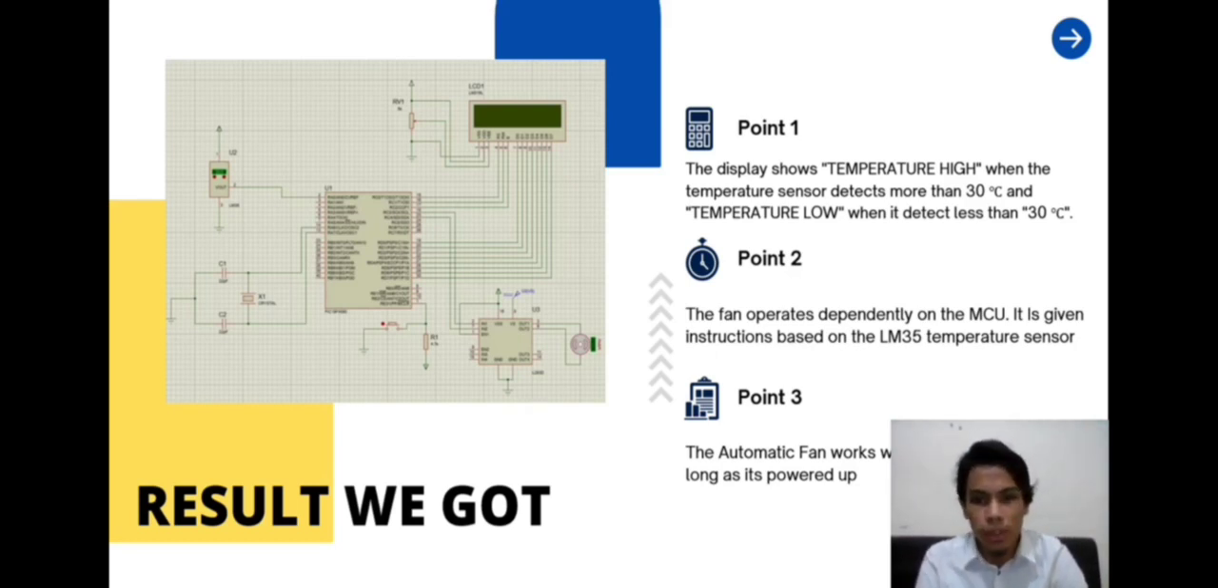For the next point, the fan operates dependently on the MCU. It is given instructions based on the temperature sensor LM35. For the last point, the automatic fan works without human effort as long as it's powered up. Okay.